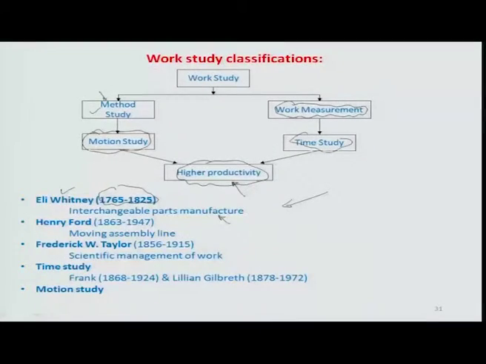So, this interchangeability was suggested way back in 1765, followed by the first assembly line concept, which was formulated by Henry Ford, during the period 1863 to 1947. Again, very good principles of scientific management of work as well as time study were proposed by Frederick Taylor, and later on by Frank and Lillian Gilbreth, who proposed the motion study. So, these are some historical evolutions in time scales, showing how this process of work study evolved in a very organized manner.